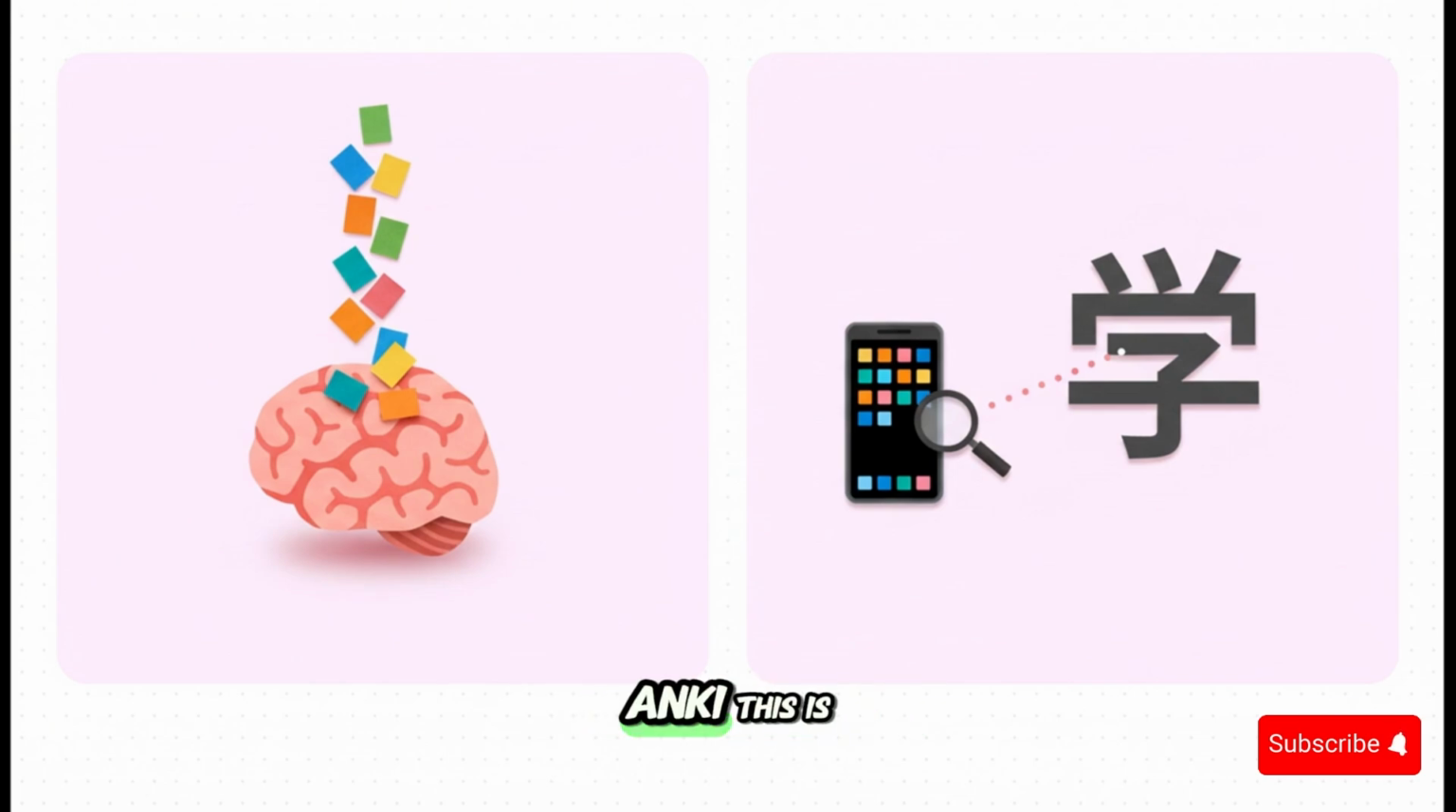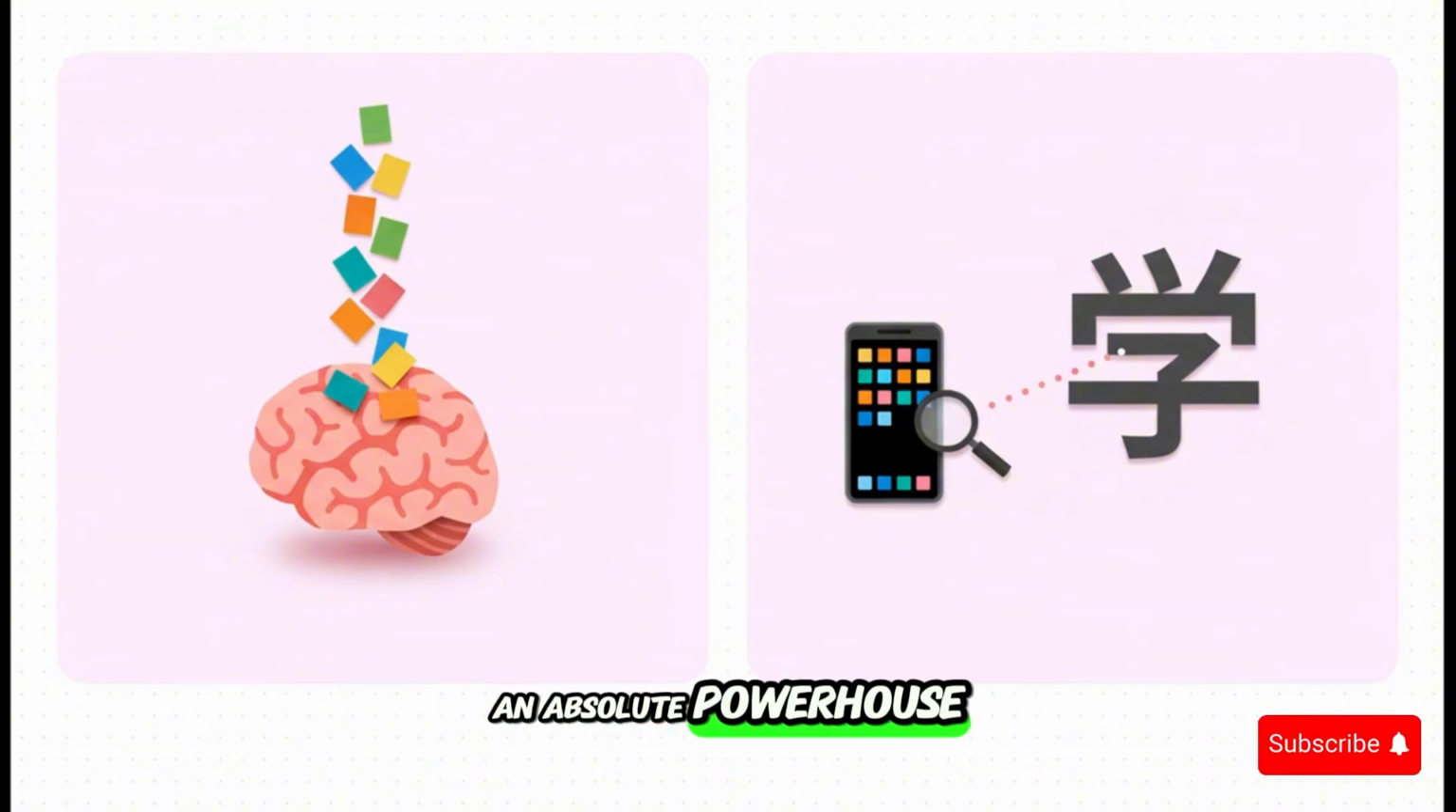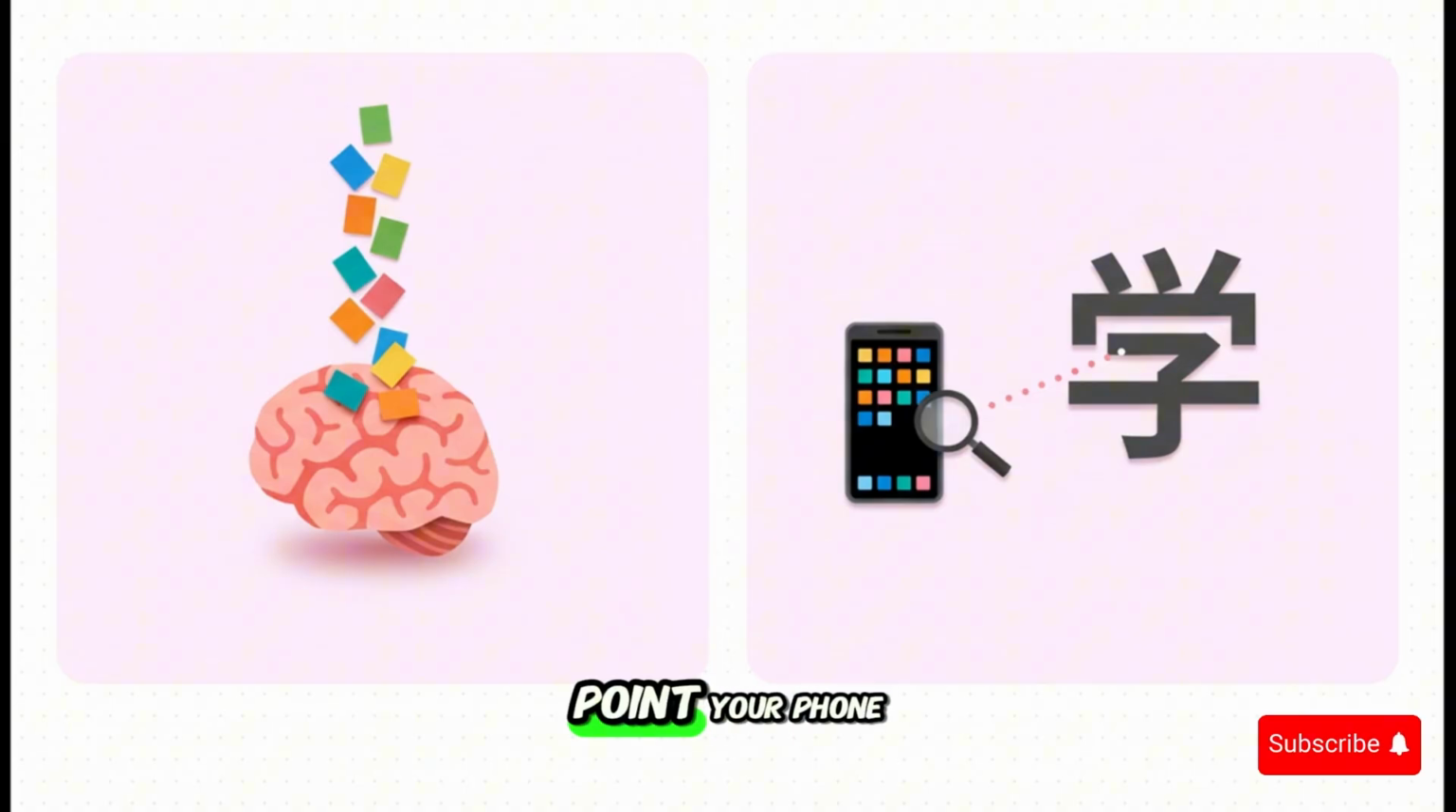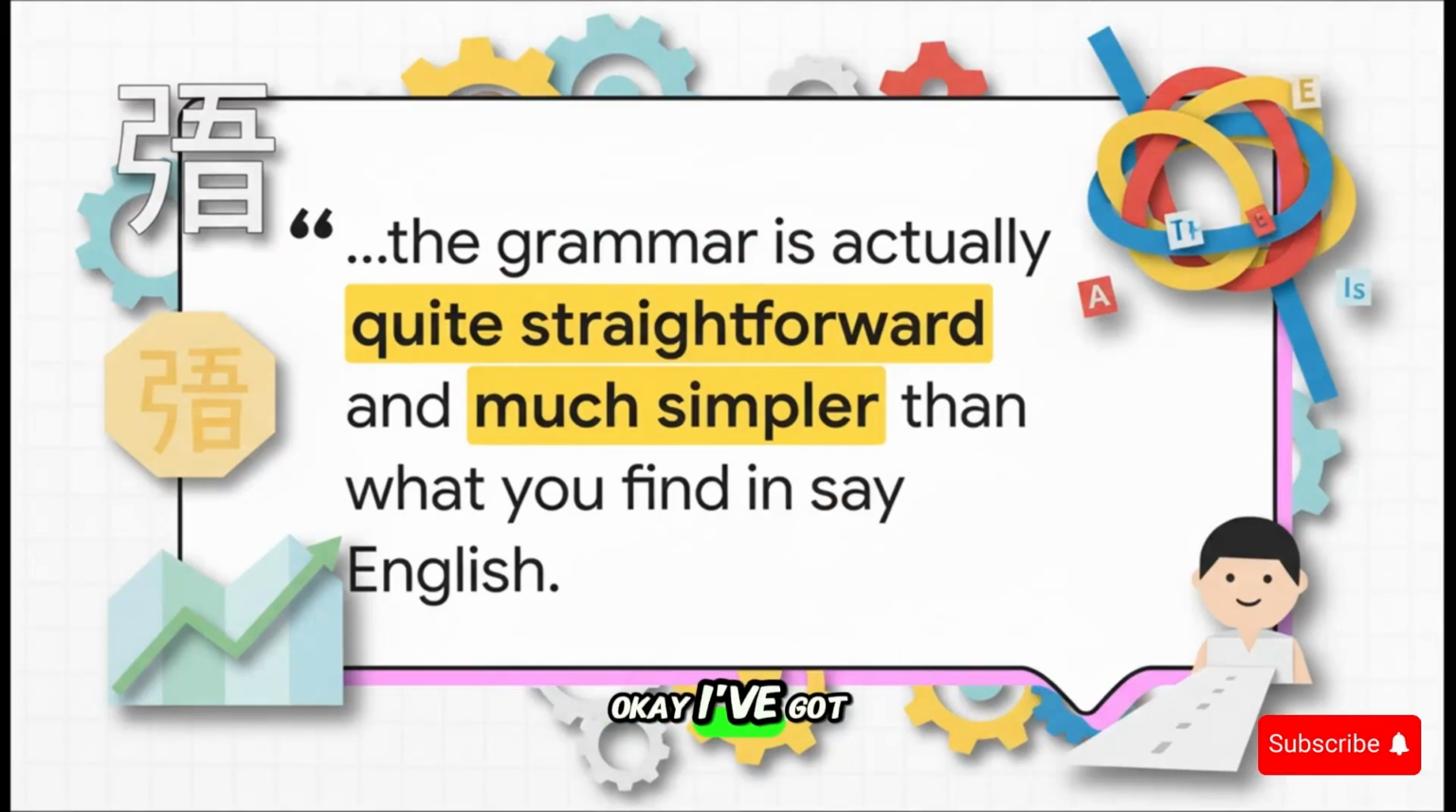First up is Anki. This is your digital flashcard system, and it is amazing for drilling words into your long-term memory. Then there's Pleco. This thing is an absolute powerhouse dictionary. Its camera feature, called Live OCR, lets you just point your phone at any character and get an instant translation. Seriously, it is a total game changer. Okay, I've got some news for you that might actually be a huge relief.